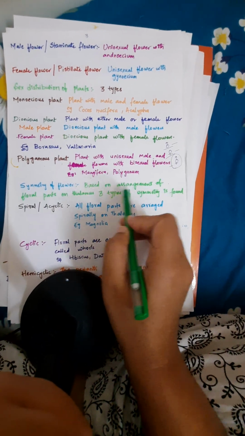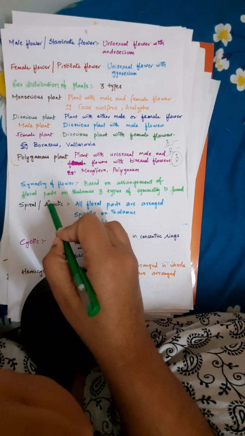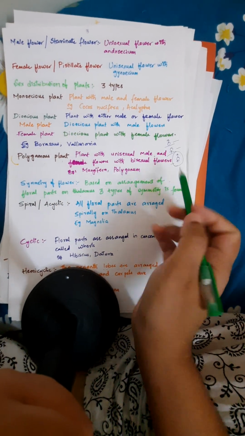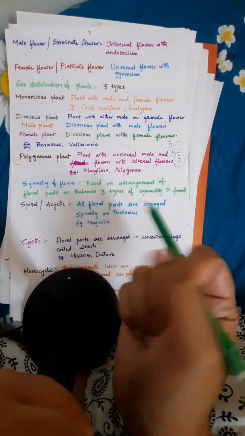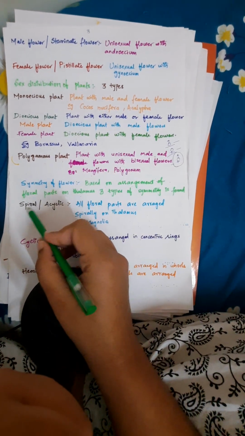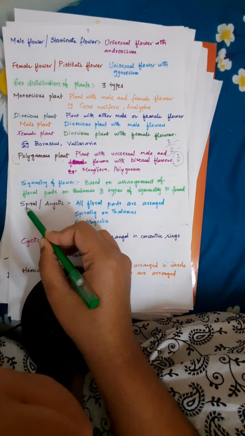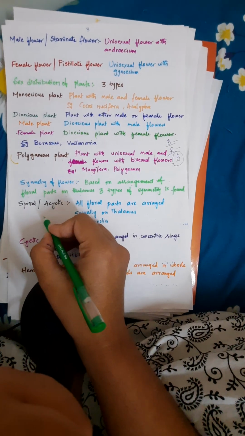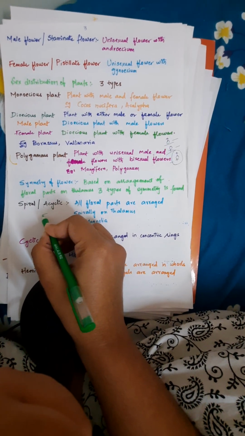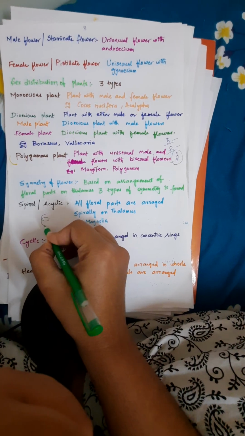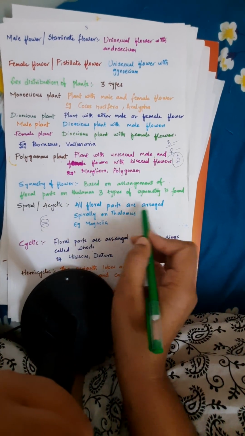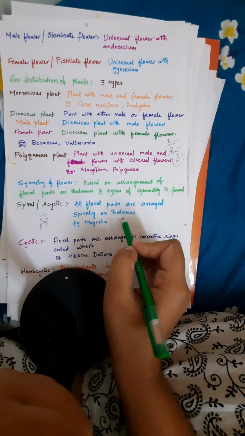Here, based on the arrangement of floral parts on the thalamus, three types of symmetry are found, meaning how the floral parts are arranged. The first one is known as the spiral or acyclic. What do you mean by spiral? See here, like this. In this spiral, all floral parts are arranged spirally on the thalamus.